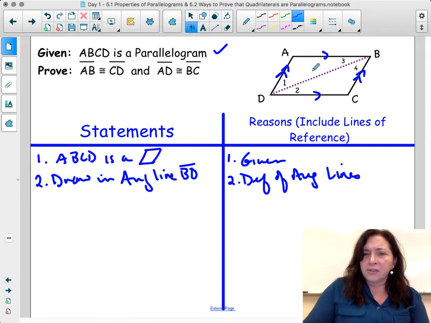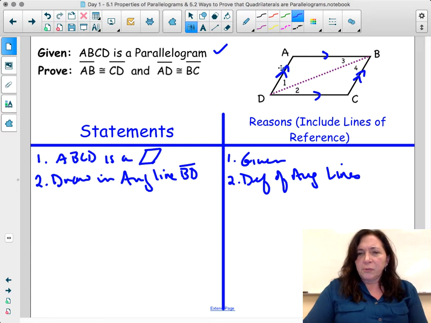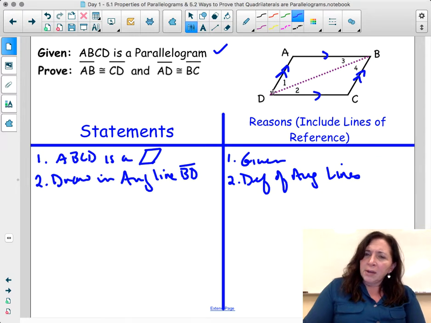And that's going to allow me to prove, because what I'm trying to prove eventually is that this line segment AD is congruent to BC, and this line segment CD is congruent to AB. Well, I'm going to do that by proving that the big triangle here, ADB, is congruent to this triangle here, CBD. And in doing that, if my lines are parallel, of course, that gives me alternate interior angles. And that makes 2 congruent to 3.